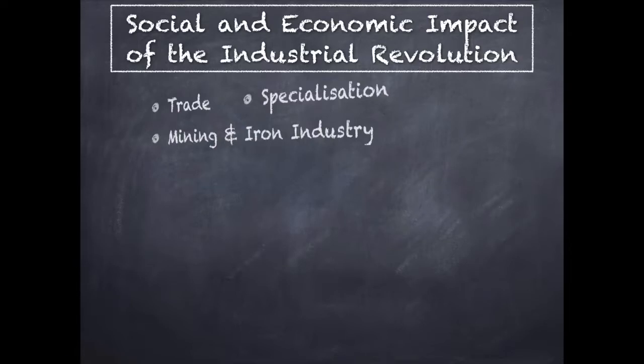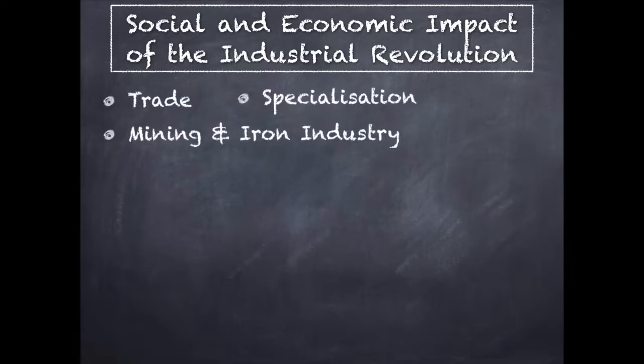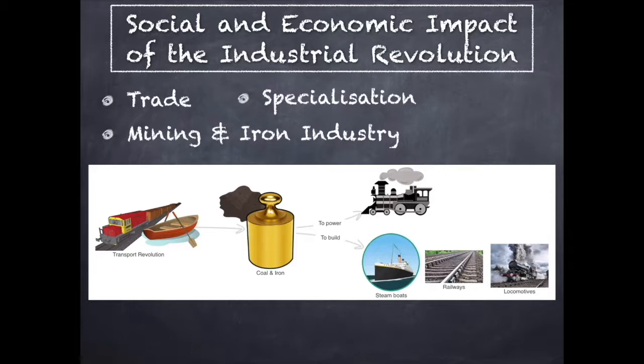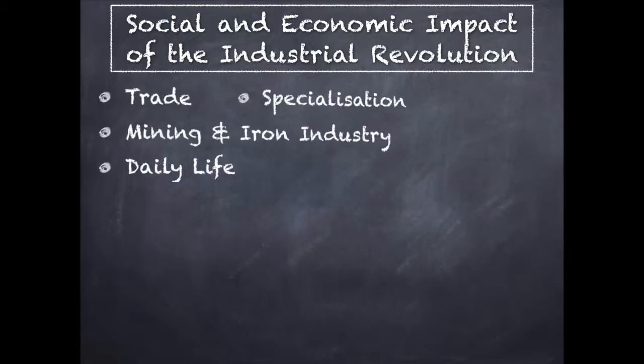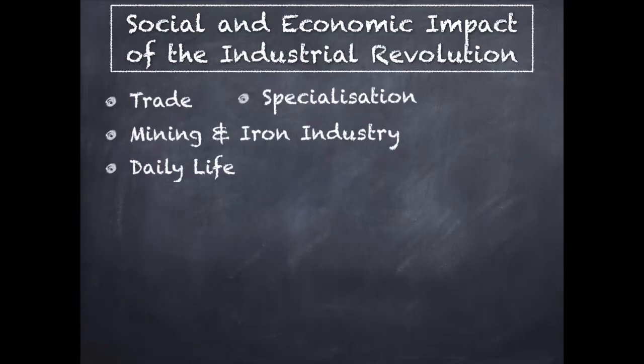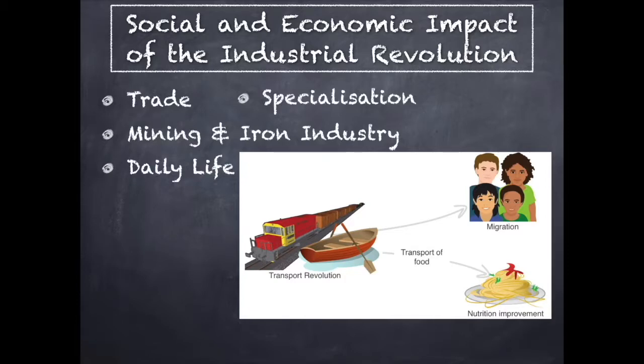Mining and iron industry. Coal, iron, and other metals were needed to power the locomotives and to build railways, trains, and steamboats. Daily life. Great amounts of people started migrating thanks to the easier and faster ways provided by long-distance trains and steamboats. At the same time, food was transported longer distances, and that meant an improvement in people's nutrition.